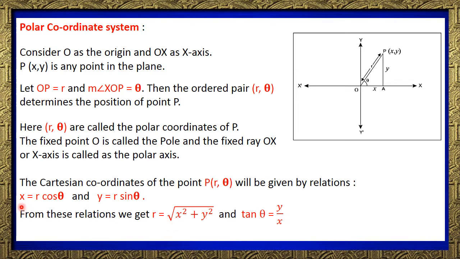When squaring these equations and adding, we will get r. r is equal to root of x square plus y square, and tan theta is equal to y upon x.